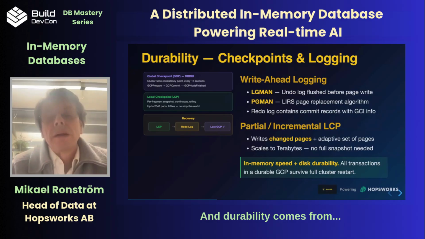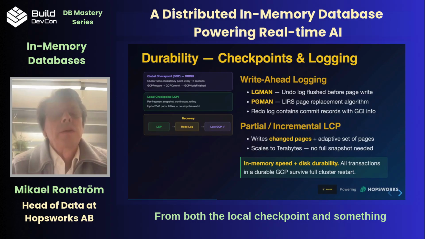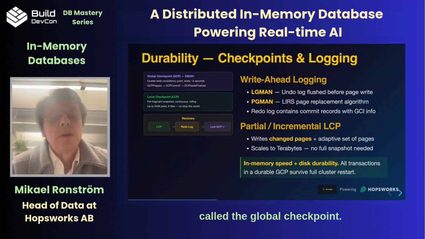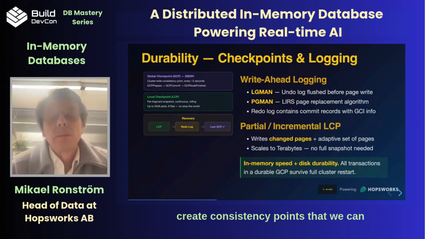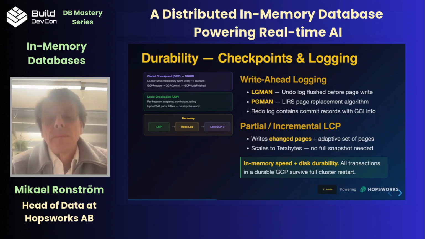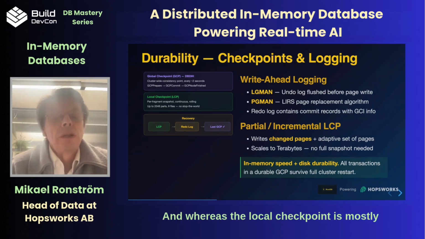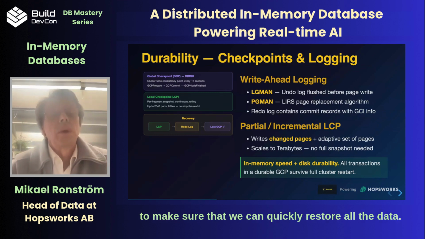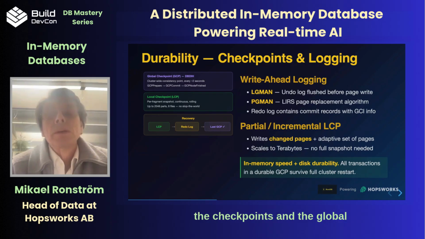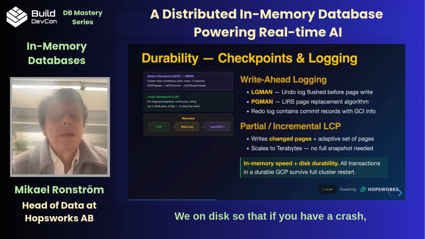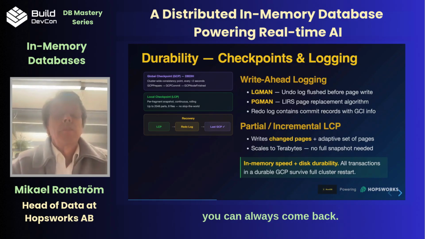And durability comes from both the local checkpoint and something called the global checkpoint. The global checkpoint is essentially where we create consistency points that we can recover. Whereas the local checkpoints are mostly to make sure that we can quickly restore all the data. All of this happens in memory, but we obviously store the checkpoints and the global checkpoints on disk as well, so that if you have a crash, you can always come back.